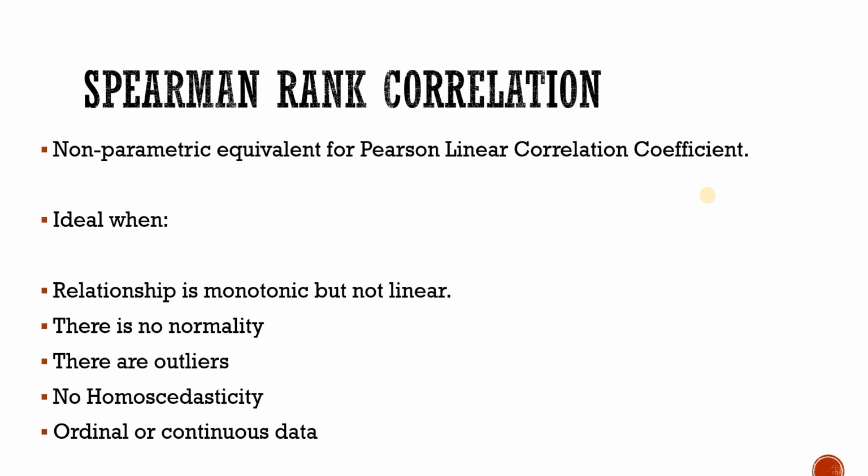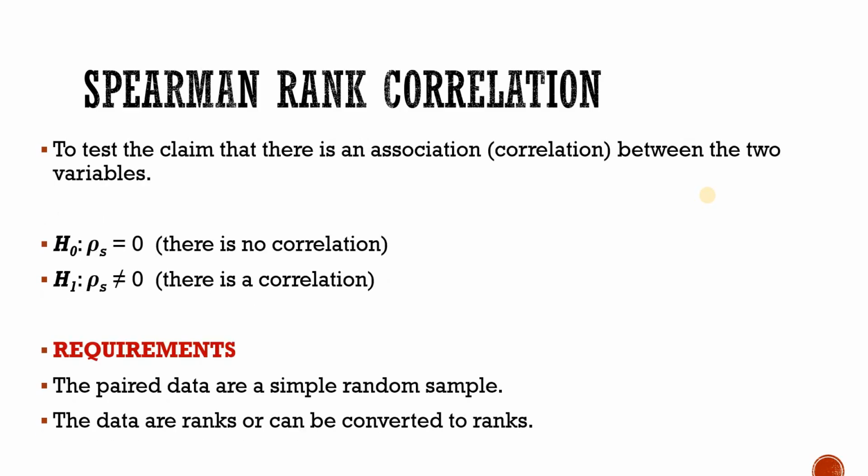Or probably you might want to know the correlation when you have an ordinal variable and a continuous variable, or you probably have two ordinal variables. Then the Spearman rank could be used, because the linear correlation coefficient, or Pearson's correlation coefficient, cannot be used under these circumstances. So what are the requirements? When you're testing association between the two variables, the null hypothesis is that rho, or the correlation, is equal to 0, because 0 means no correlation. And the alternate hypothesis would be that the correlation is not equal to 0, meaning there is a correlation.